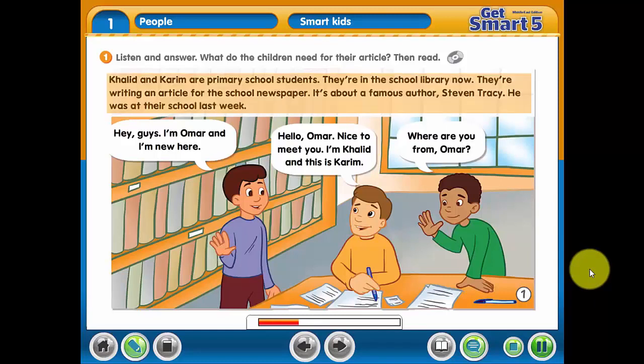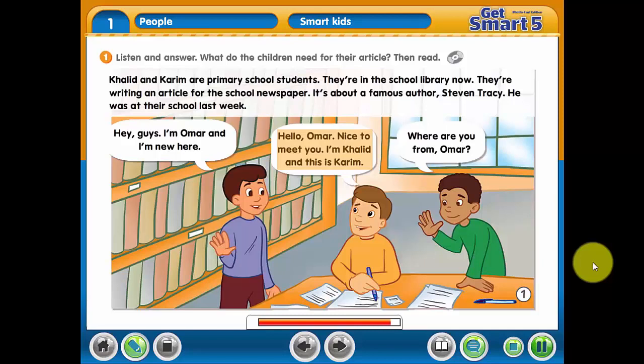Khalid and Karim are primary school students. They're in the school library now. They are writing an article for the school newspaper. It's about a famous author, Stephen Tracy. He was at their school last week. Hey guys, I'm Omar and I'm new here. Hello Omar, nice to meet you. I'm Khalid and this is Kareem. Where are you from, Omar?